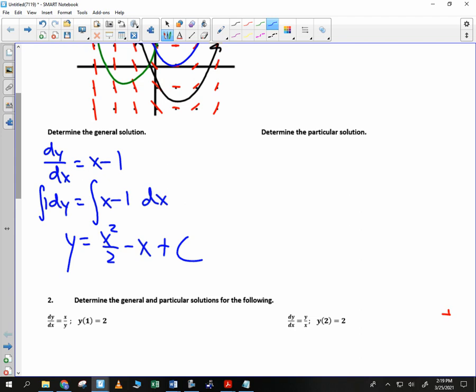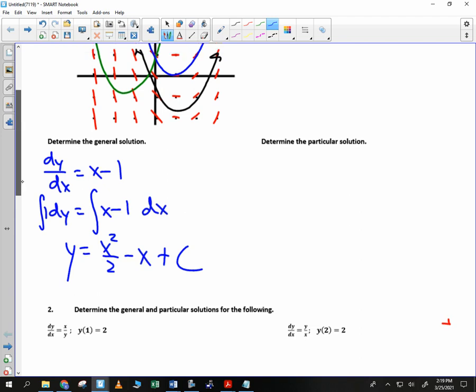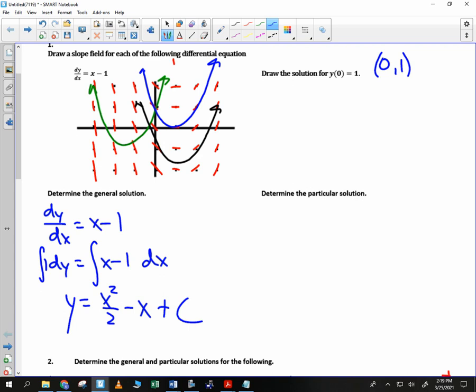It's a parabola that would have a constant. So the difference between the blue one and the black one, these are both graphs of x squared over 2 minus x plus c. It's just that one of them satisfies the initial condition. We would call that the particular solution. So when it says determine the particular solution, we say y is equal to x squared over 2 minus x plus c, and we figure out what c would need to be in order to satisfy the coordinate 0, 1.